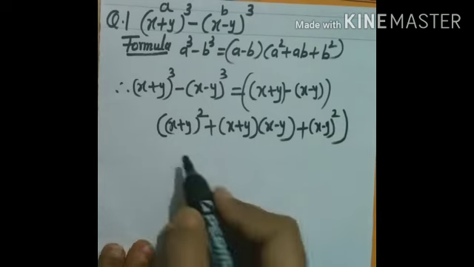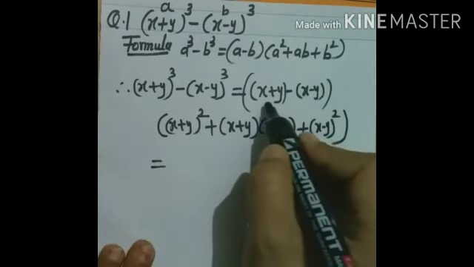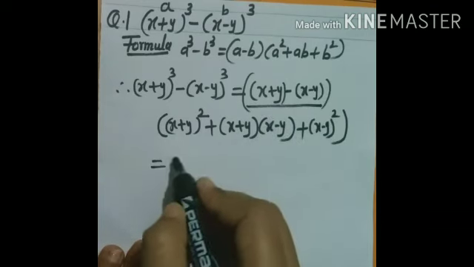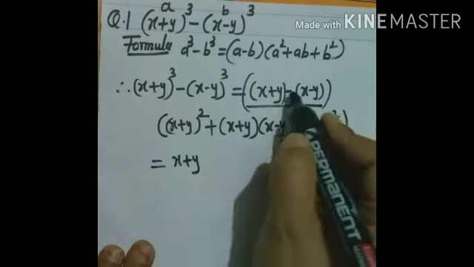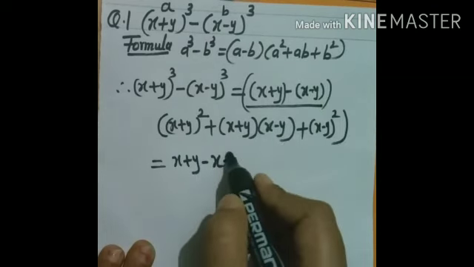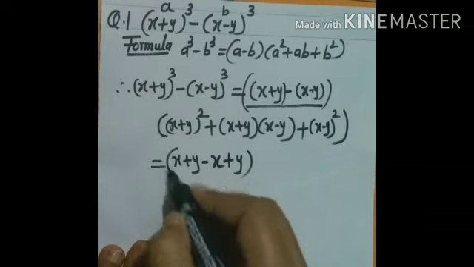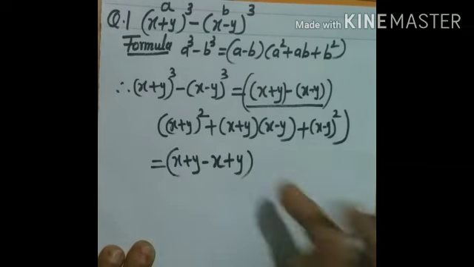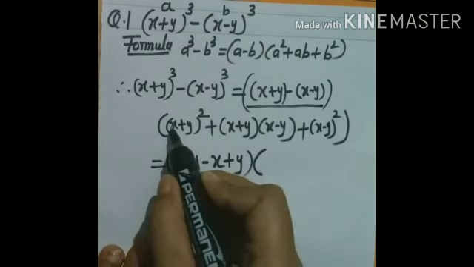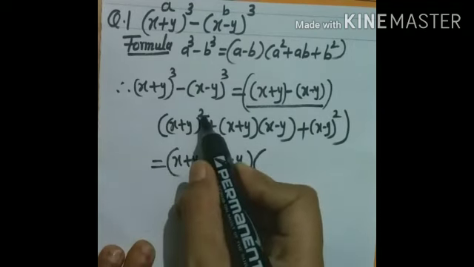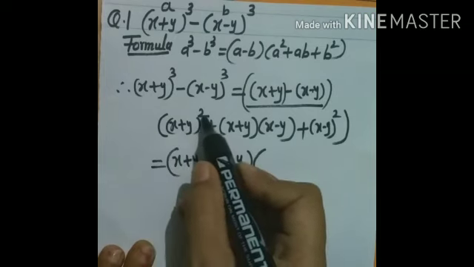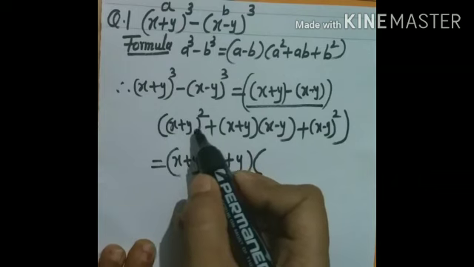Okay. Now equal to, we solve this bracket, children. What do we get? Open the brackets. X plus y minus x minus minus plus y. Put one bracket, children. Okay. Now come to the next bracket. Here children, x plus y the whole bracket square, which formula will we use here, children? A plus b the whole square formula. You have learned it, children, in your lower standards.